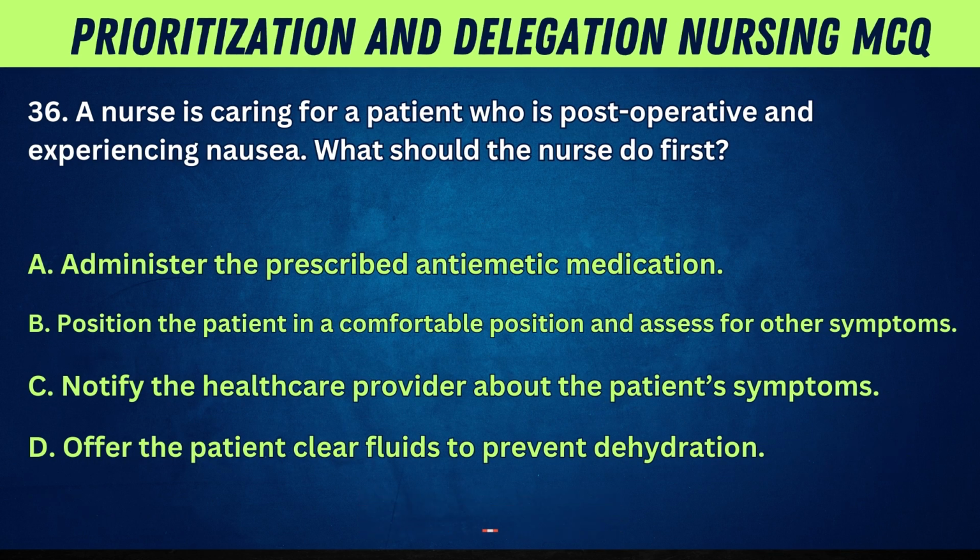36. A nurse is caring for a patient who is post-operative and experiencing nausea. What should the nurse do first? A. Administer the prescribed antiemetic medication. B. Position the patient in a comfortable position and assess for other symptoms. C. Notify the healthcare provider about the patient's symptoms. D. Offer the patient clear fluids to prevent dehydration.